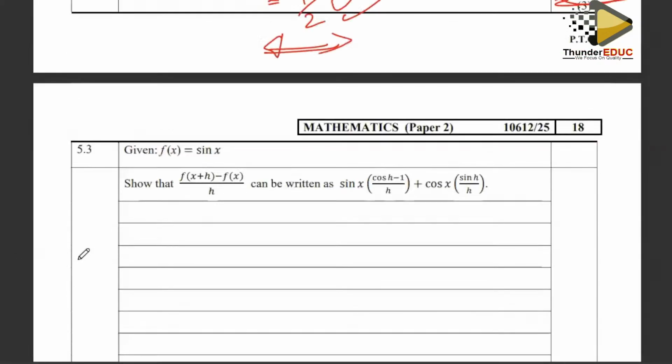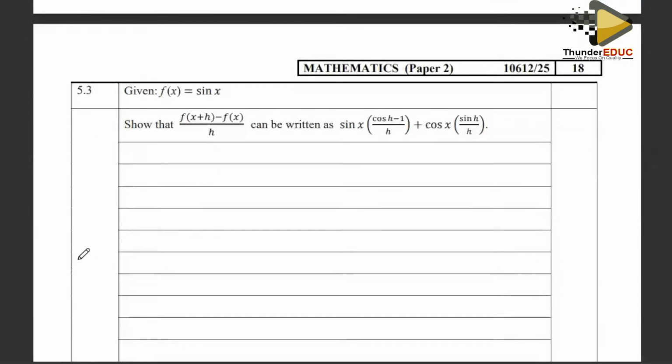Okay, then 5.3. Examiners were bored, né? Now they are bringing calculus again, intriguing. We have f of x as this, meaning that our f of x plus h is going to be the sine of x plus h. They want us to show that this can be written also as that. Okay, let's give it a try.